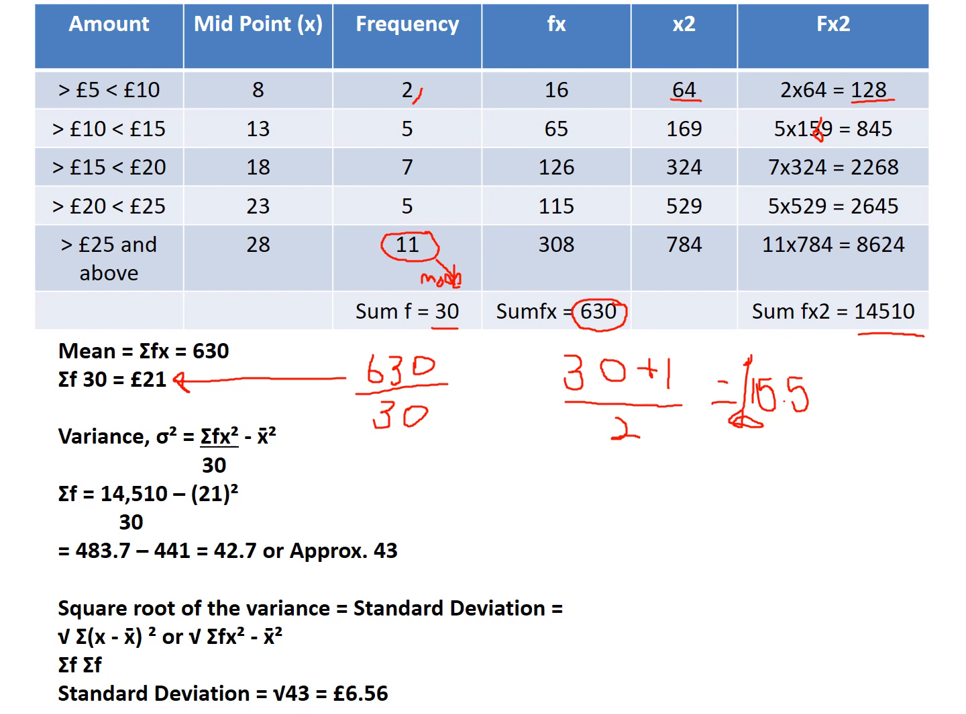frequency times x squared divided by the total frequency, which gave us 483, minus the mean squared, which is 441, gives us £42 and 70 pence. So this gives us £42 and 70 pence, approximately £43. So we know that if this was people spending in a particular shop, then we know that the average people are spending is £21. The maximum range that people are going to spend is going to be maximum £43.